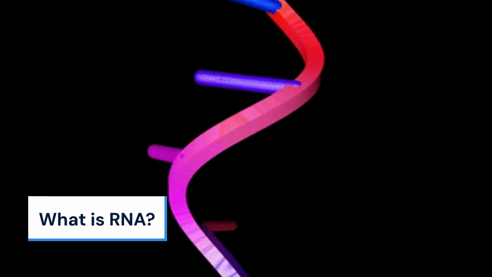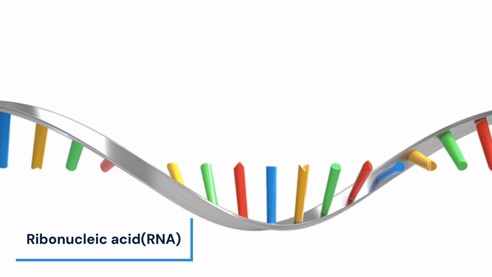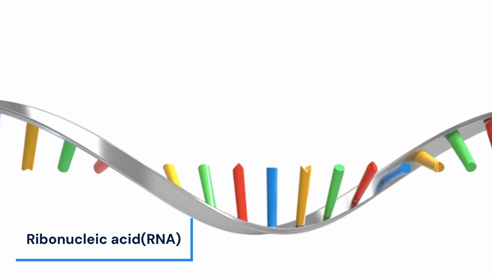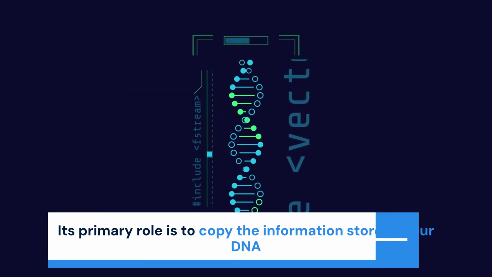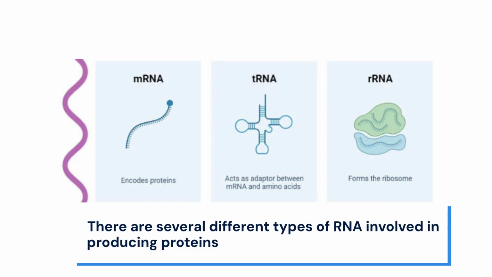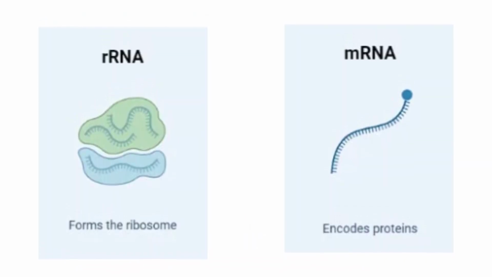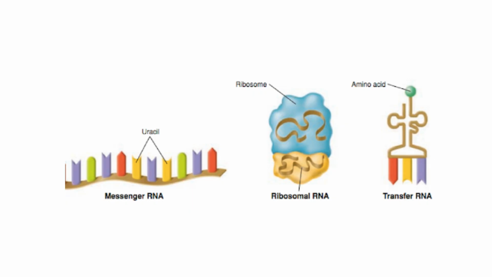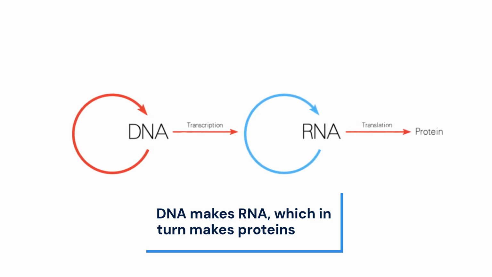So then, what is RNA? Like DNA, RNA is also a molecule found in all living things. Its primary role is to copy the information stored in our DNA so it can be used to make proteins in our body. There are several different types of RNA involved in producing proteins. Each has a slightly different role to play. Collectively, they can be thought of as messenger molecules, acting as the intermediary step between genetic information and proteins.